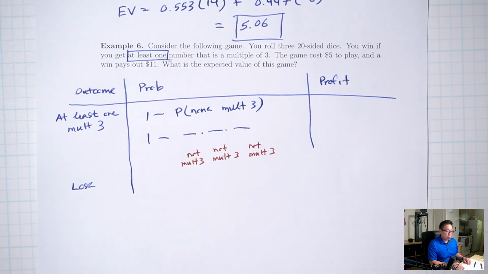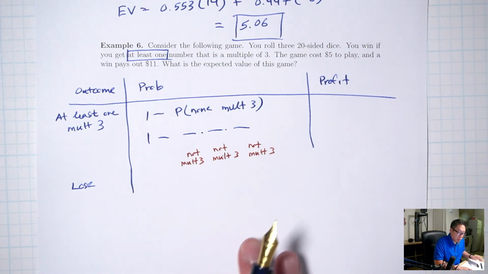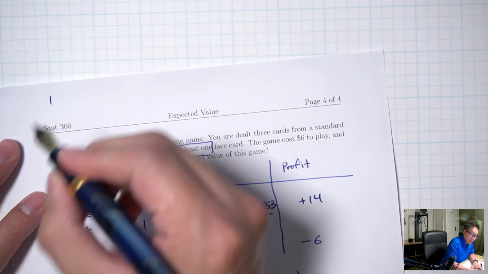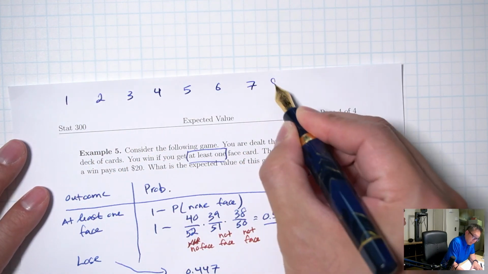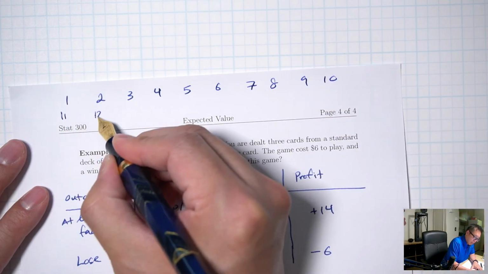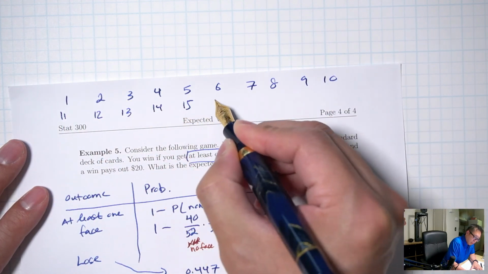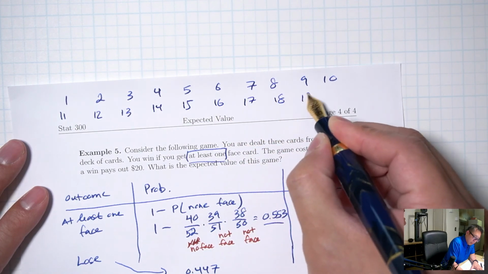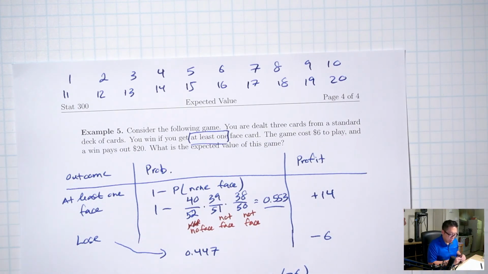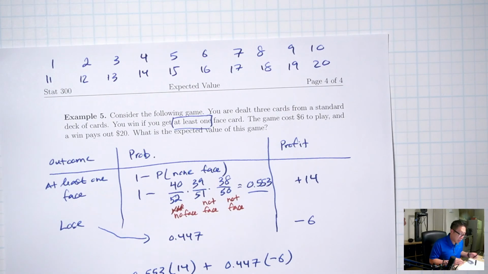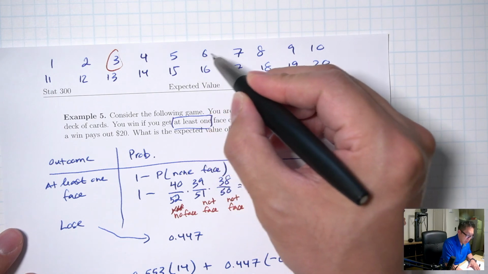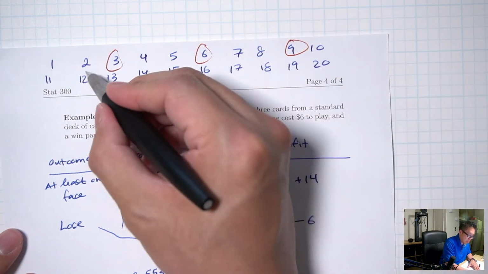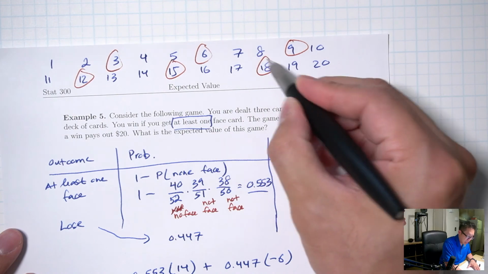Okay, so we're talking about dice. When you roll a dice, you can get 1, 2, 3 all the way up to 20. I want not multiple of 3, so let me actually find the multiples of 3 and then I'll count the other numbers. Counting by 3s, it will be 3, plus 3 is 6, plus 3 is 9, plus 3 is 12, plus 3 is 15, plus 3 is 18.